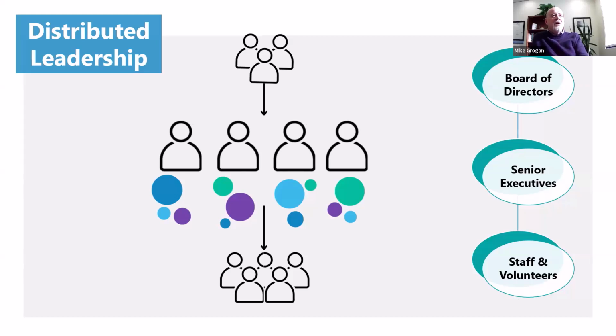You've got a board in this model that hires and oversees 4 people. Those 4 people need to interact with each other in some ways, and then everybody else in the staff and volunteers needs to find their lane. So this idea of role clarity and structure is not necessarily a challenging part, but a really important part of defining these things.